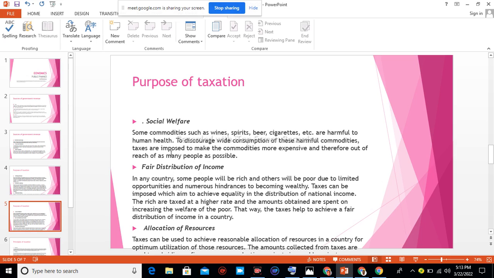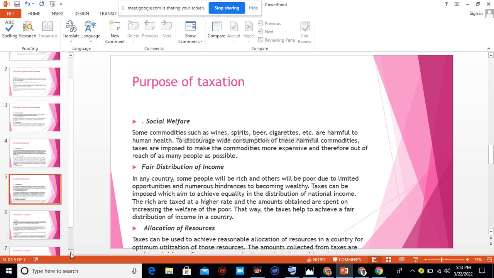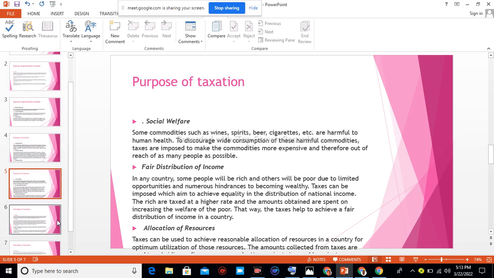Social welfare. Some commodities such as wines, spirits, beer, cigarettes are harmful to human health. To discourage wide consumption of these harmful commodities, taxes are imposed to make the commodities more expensive and therefore out of reach of many. So the government may impose taxes so that the citizens do not consume alcohol mostly.